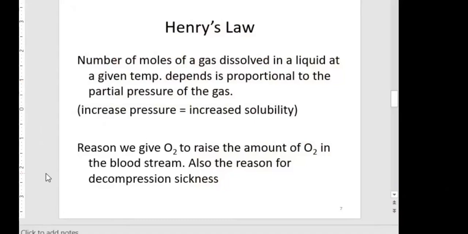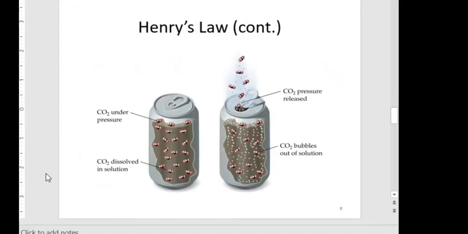So if I show a Coke bottle or can here, what's going on then? When I've got it closed, it's under pressure, and my CO2 is under pressure. If it's under pressure, it dissolves in the liquid. Now this CO2 is dissolved. When I open it, I've increased the volume. That'll lower the pressure. Remember, Boyle's law, pressure and volume are inversely proportional. So increase the volume, lower the pressure. So then that lowers the solubility. That's when you get a bunch of bubbles coming out, all that CO2.